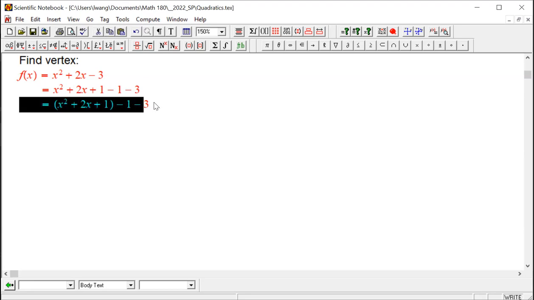Now as we regroup these, this piece is equal to a perfect square, which is (x plus 1) squared, and -1 minus 3 makes -4. So we got this perfect square. Don't underestimate the importance of completing the square, because even in calculus class you might still need to use this technique.